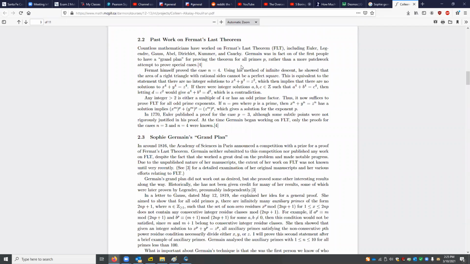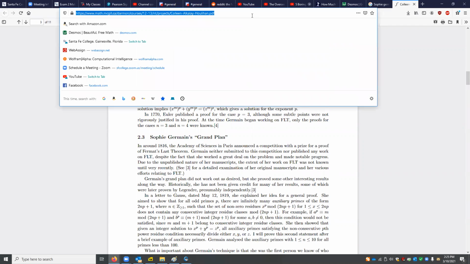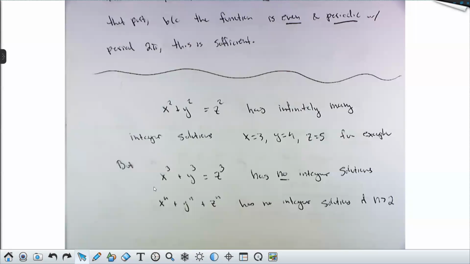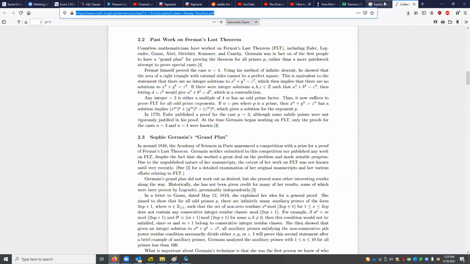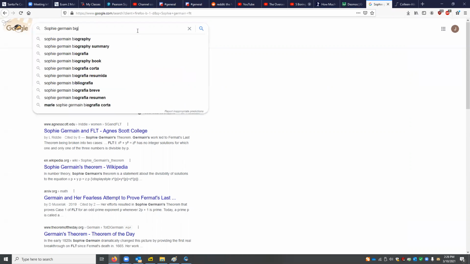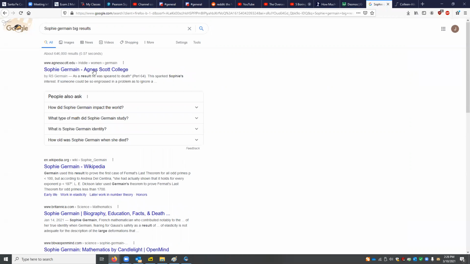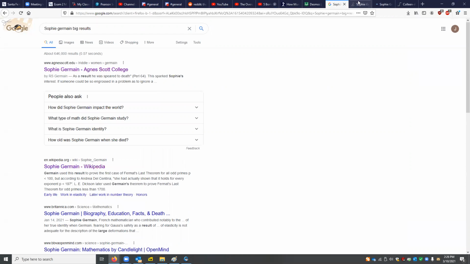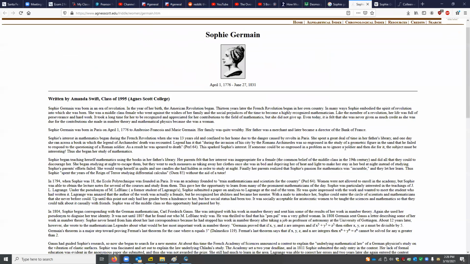And that's discussed in this paper here. I can give you a link to this. You could use this as one of your citations. But there's also lots of other stuff that she did. So I would research anything, just read around about what she has done. So you can search Sophie Germain's big results and see, you know, her Wikipedia page would also be a good place to start. Just see what sort of stuff she did. She did lots and lots of stuff.